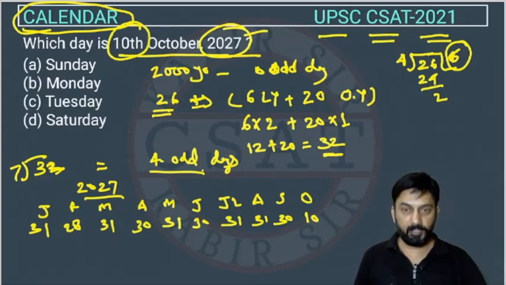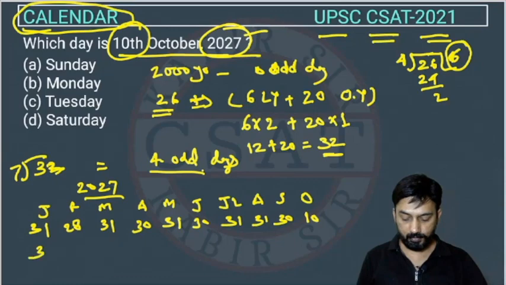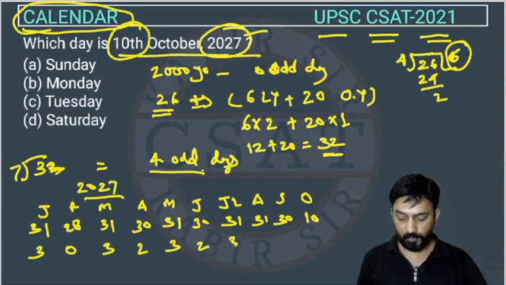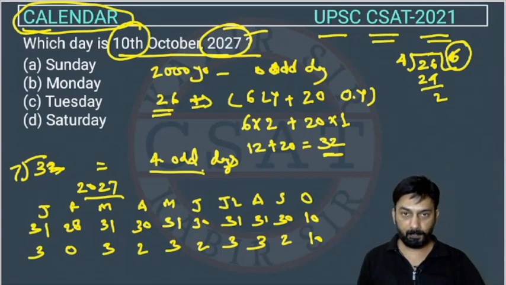In January, how many odd days are there? There are 2 ways. You can add all these days and then divide by 7, or you can directly do it here. In January, 7 4s are 28, so after 28, how many days are extra? Only 3 days. So you can directly calculate odd days in the month of January. In January there are 3 odd days, February 0, in March again 3, then 2, then 3, 2, 3, 3, 2, and this 10.